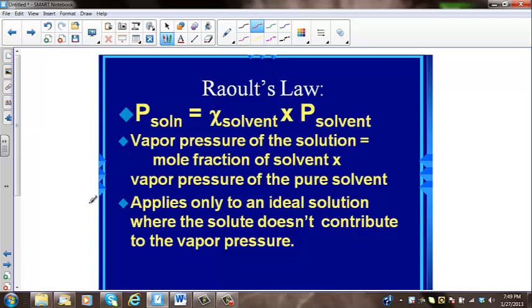Okay, the last thing we need to discuss is Raoult's law, which says that the pressure of a solution is equal to the mole fraction of the solvent times the pressure of the solvent. Two very easy things that you know how to calculate. It applies only to ideal solutions where the solute does not contribute to the vapor pressure. So that's really important. We're not going to worry about the solute here because we're talking about an ideal solution.